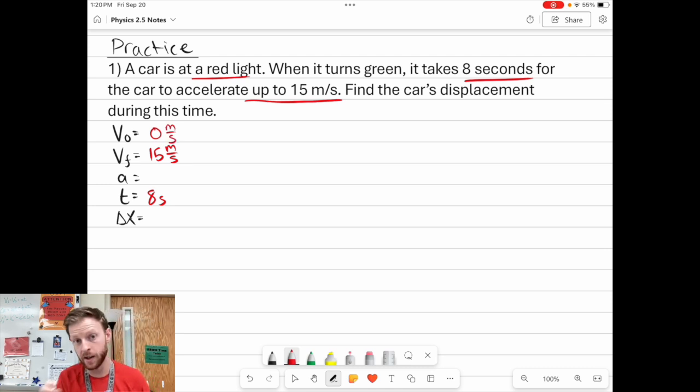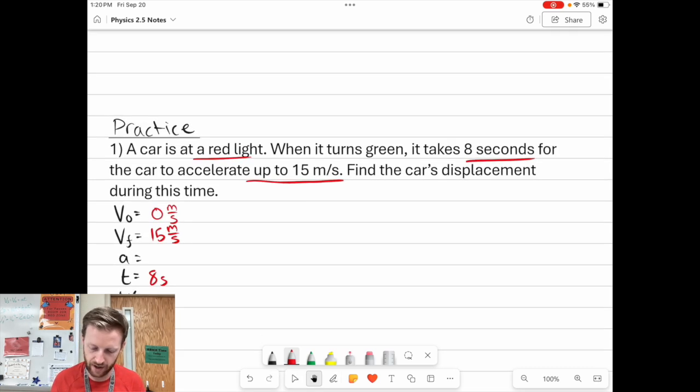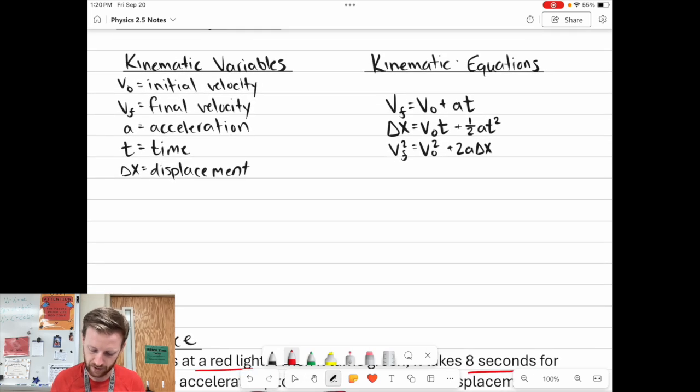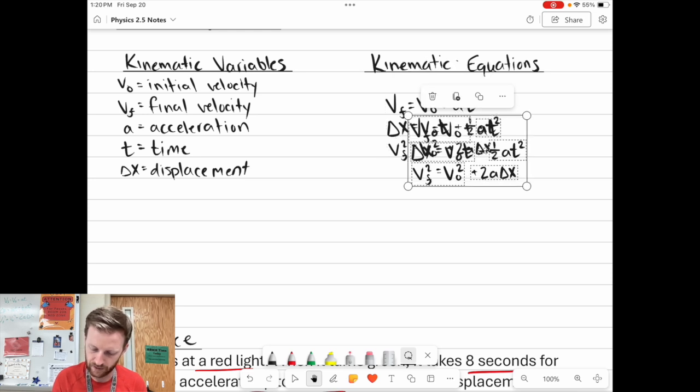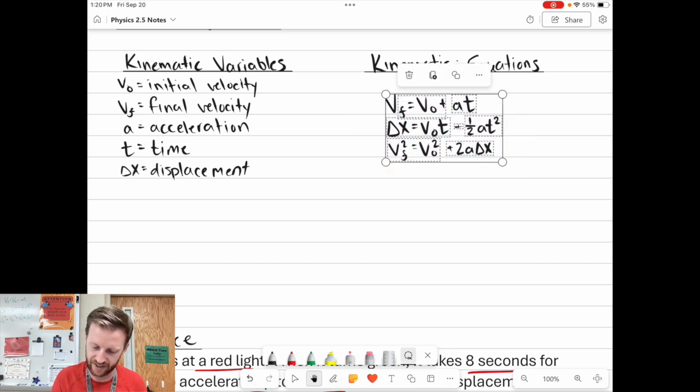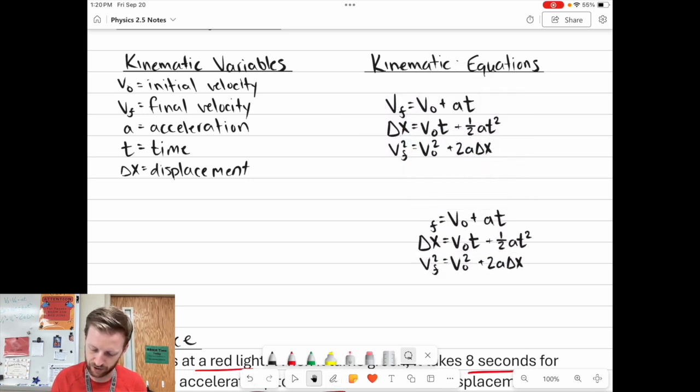Okay. Now I would ask myself, so what kinematics equation am I going to need to use? So let's go ahead and come back up here, and let's grab these guys and drag these guys down to help us out. So we're going to duplicate them. We're going to drag them down.